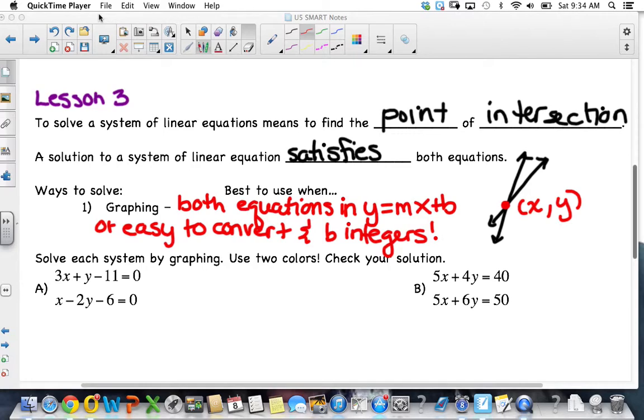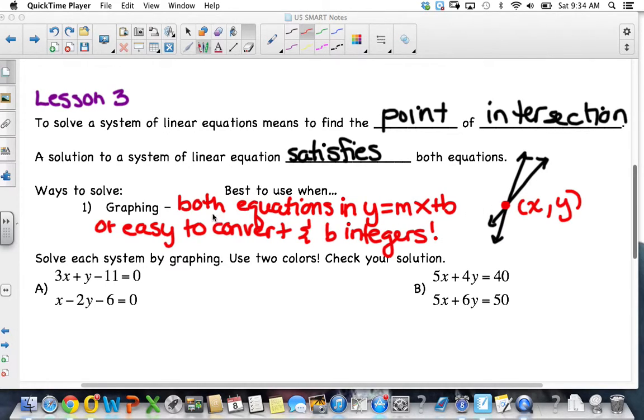Now, to solve a system of equations means to find the point of intersection, the actual coordinate point where 2 lines cross. And a solution to a system of linear equations satisfies both equations. So you can see here I have 2 lines, they cross at a particular point x, y. If you plug that intersection point into both equations, it works for both. If it only worked for one, it's not a solution.